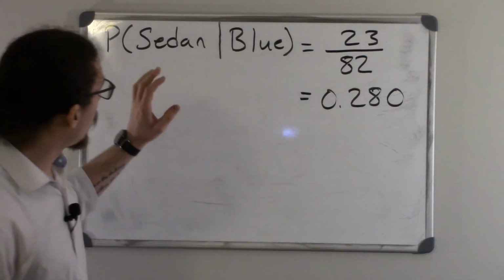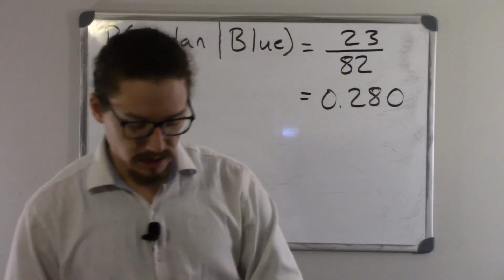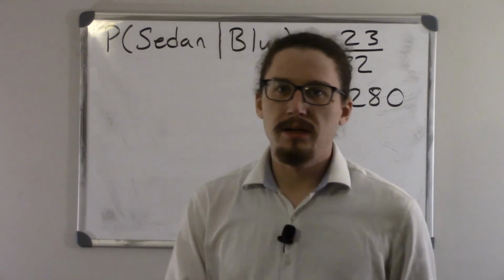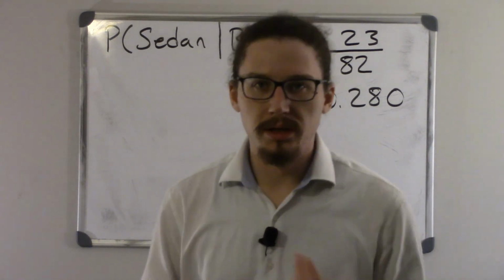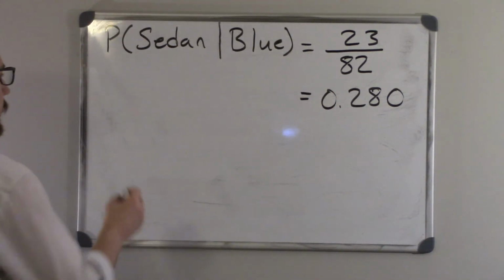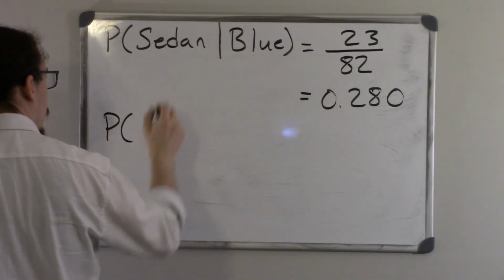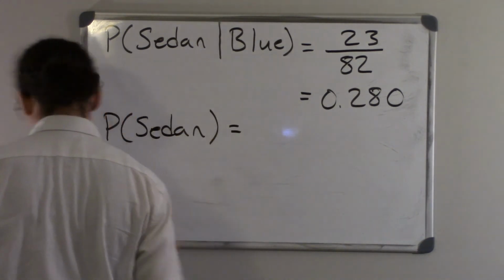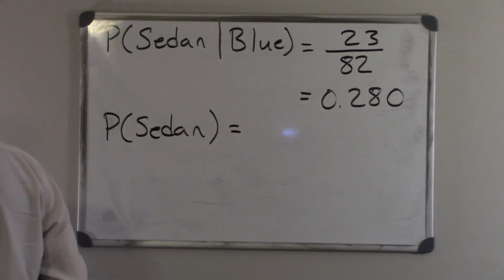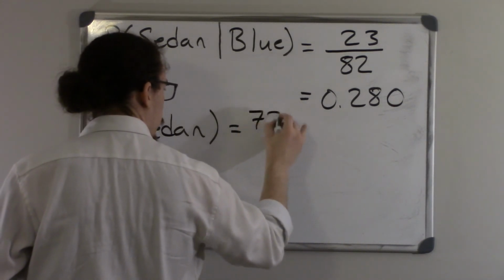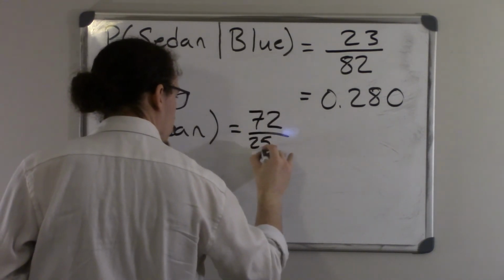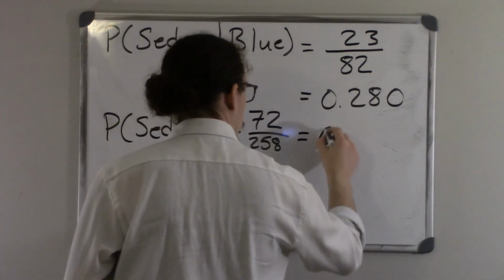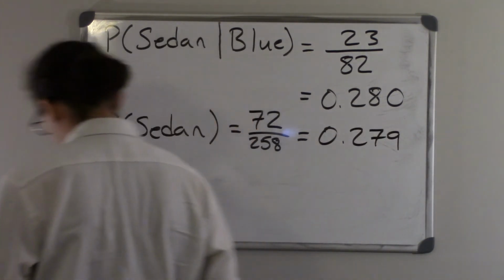Now I'm going to ask a question. Are sedan and blue independent? We're going to look and see if a vehicle being a sedan and it being blue are independent of one another. Probably the first thing we would do, since we've already got the probability of sedan given blue, is look for the probability of sedan. Again, this one's going to be relatively straightforward. There are 72 sedans out of 258 vehicles, and that gives us a probability of 0.279.